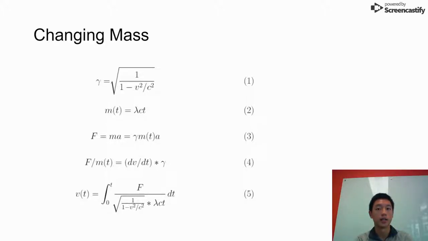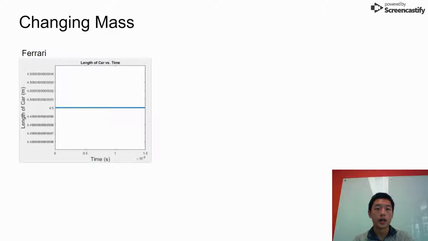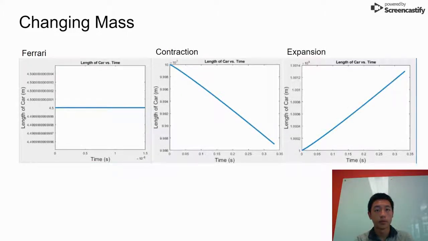So let's once again take a look at some plots when corrected for a changing mass situation. Taking a look at our Ferrari again, we can see that there's still really no change, which once again is completely expected. However, when we see our contraction as well as expansion plots, we can notice that the length changes happen a bit more linearly with respect to time. Regardless, it's extremely comforting and reassuring to confirm that this car, with our relativistic dimensions that we inputted, still does in fact change considerably in length when subjected to these forces, either a push or a pull.